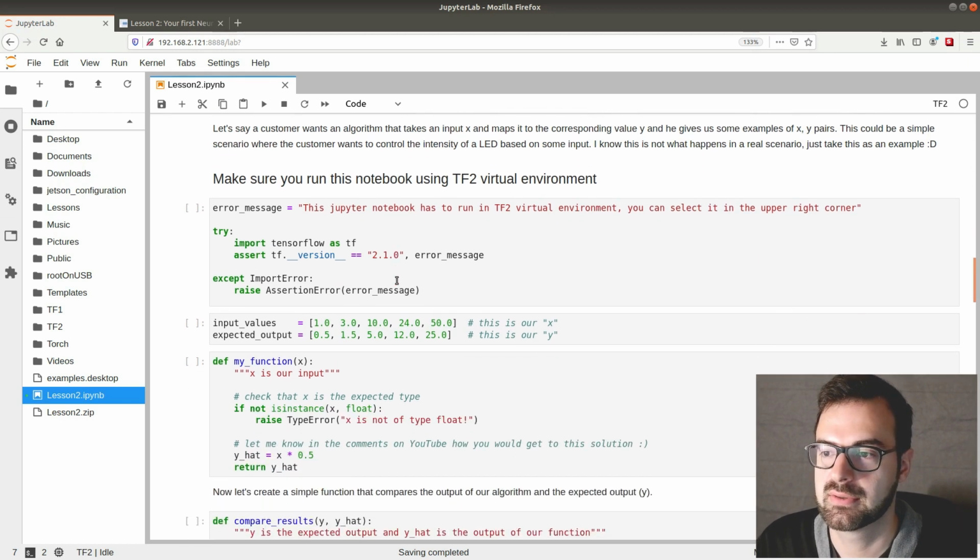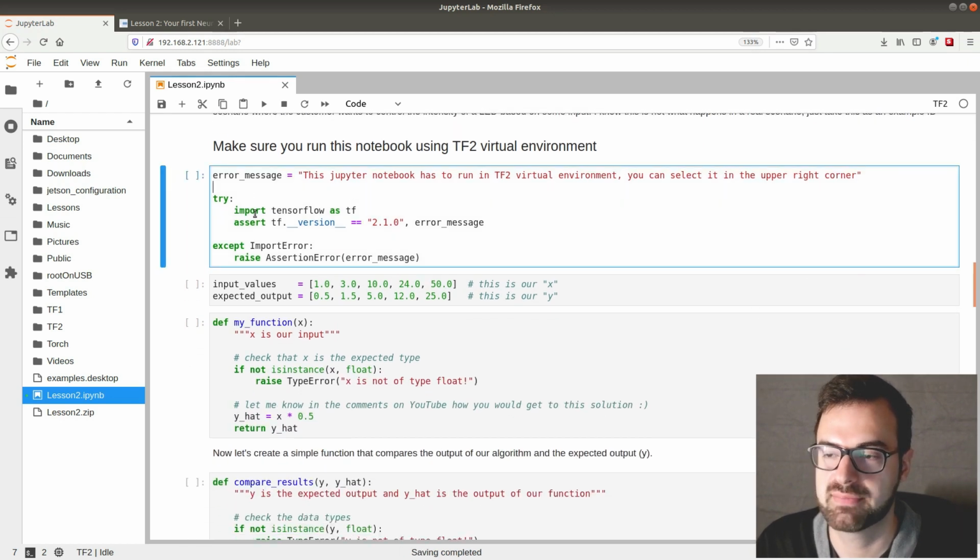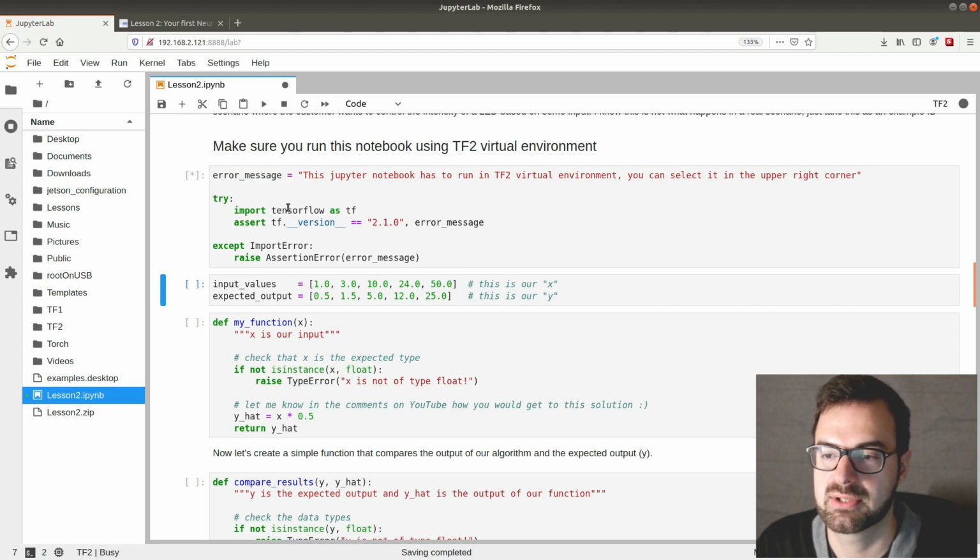In this cell here, we just make sure that we are running in the TensorFlow 2 virtual environment. So we run it. It's just going to take a little while because it's loading the TensorFlow library. As you can see, it's done, no error, so it's all good. If you had another environment, it would have prompted an error message. In that case, you would just click up here, change the kernel, and relaunch everything.